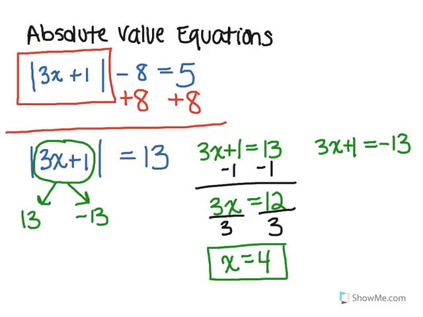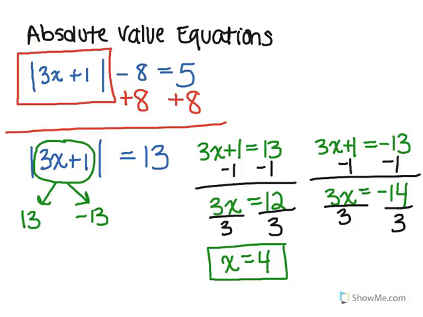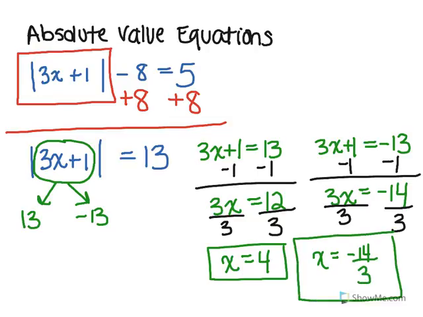Then same steps for that second equation: subtract 1 from both sides. We get 3x is equal to negative 14. Divide both sides by 3. And we have x is equal to negative 14 thirds. So both are solutions to our original equation.